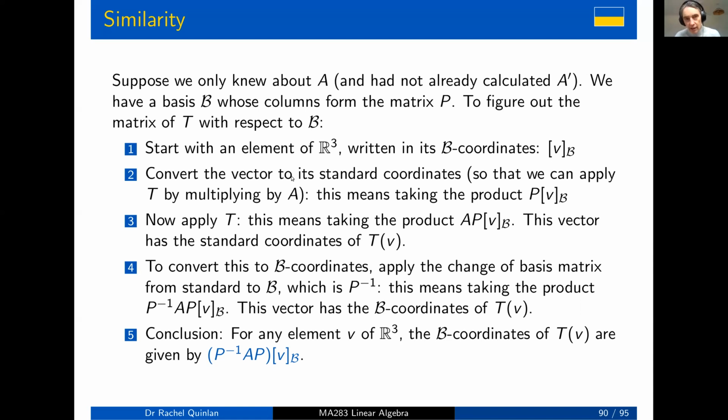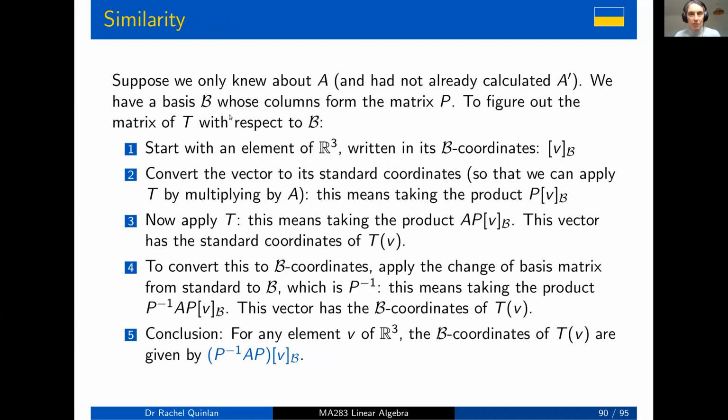So the conclusion is that the matrix with respect to B is P inverse A P, and indeed we could apply this to any basis whose columns define some matrix P. There's nothing really connecting this argument to the original example, except that the example was the context from which we started.